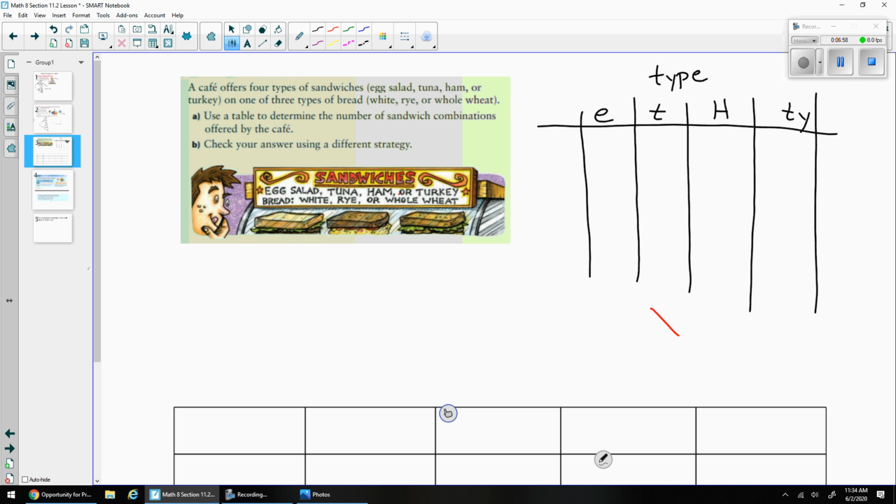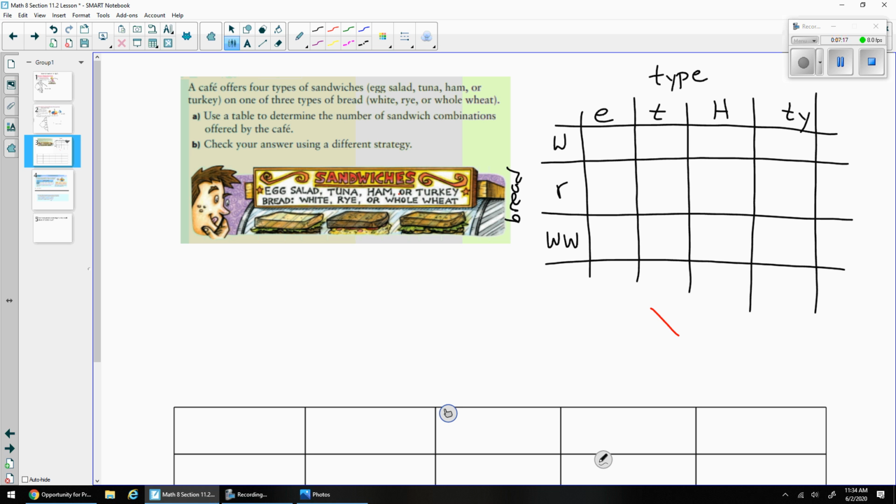You also have a type of bread you could have that sandwich on, and those types are white, rye, or whole wheat, WW. Okay, and now we can make our table, and now we can fill these in.